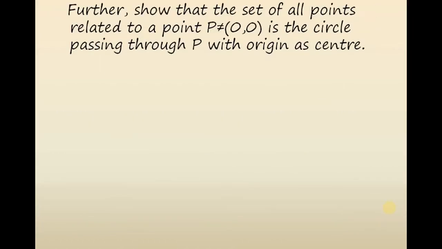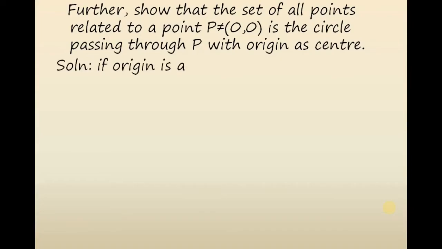Like every single problem in this exercise, it's very simple. So it is transitive. But there was a second part of the question: further show that the set of all points related to the point P, where P is not equal to (0,0), that means what? It's the origin, right? And it's the circle passing through P with origin as center. Okay, so don't get confused. What are they telling? Show that the set of all points related to P is the circle passing through P with origin as center. Imagine a circle and there are other points that are related to P, but show that these points are at the same distance from the origin and that the origin is at the center.